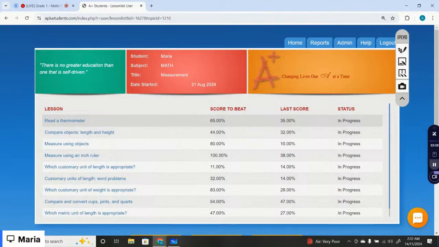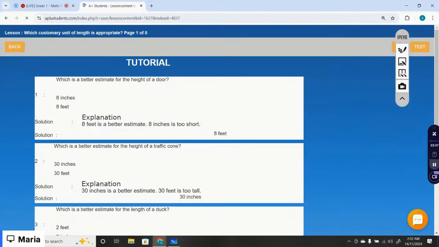The next lesson is which customary unit of length is appropriate. So let's just start with the lesson. So we measured the length of the line, right? And we say 4 inches. So basically inches is the unit to measure the length of the line. Now we are going to see which unit is appropriate. Some of the units are used to measure the length of the smaller things, and some of the units are used to measure the length of the bigger things.